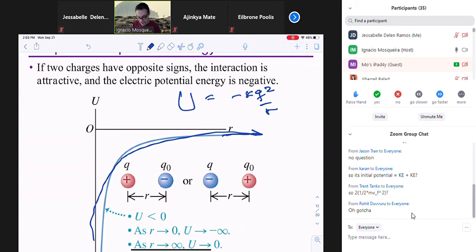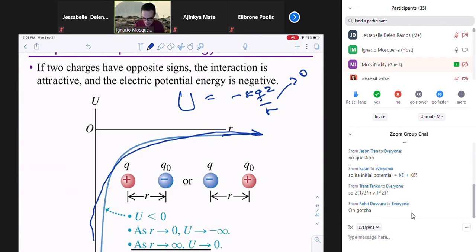So at infinity, this is 0, and everywhere else this is negative. It has to be less than 0. So when you have a positive and a negative, or a negative and a positive, it makes no difference. The highest the potential energy can be is 0, if you're using this formula. That's the greatest potential energy you can have, 0. Everything else is negative.